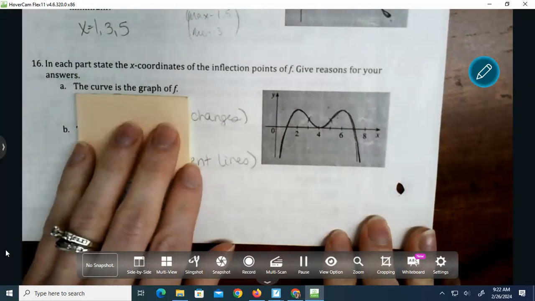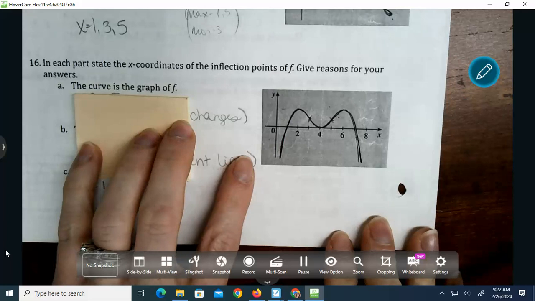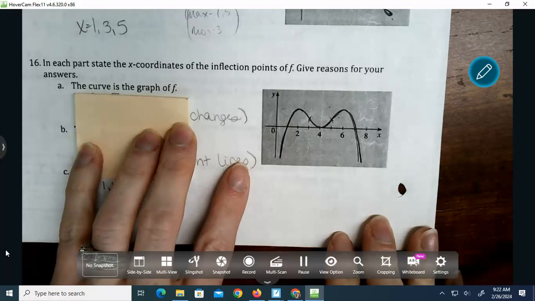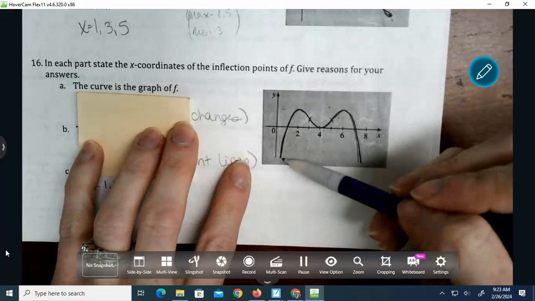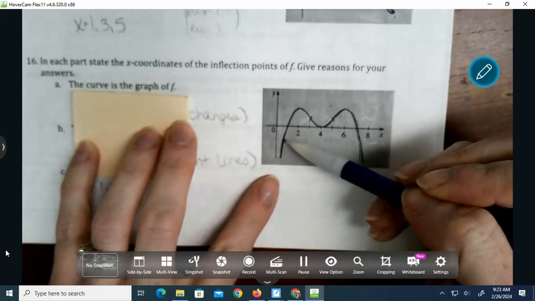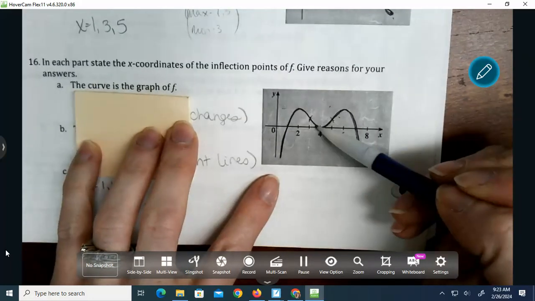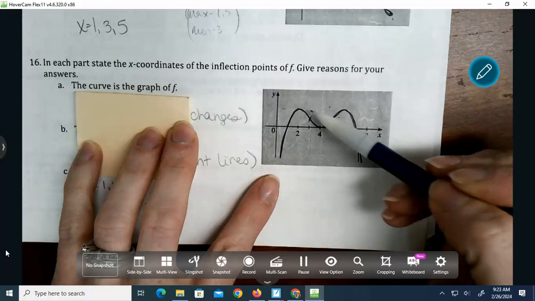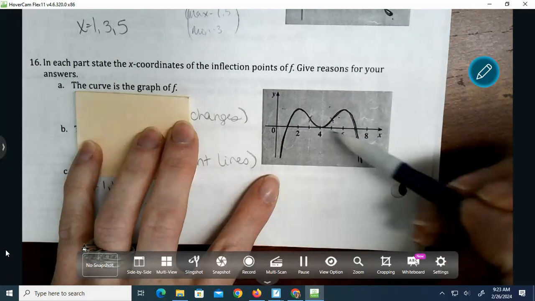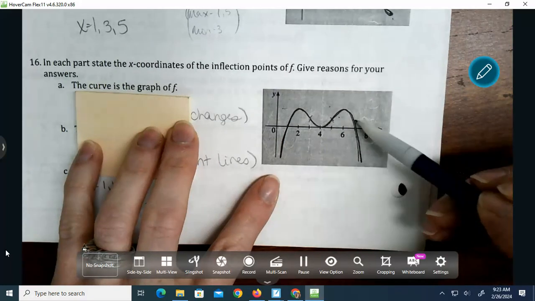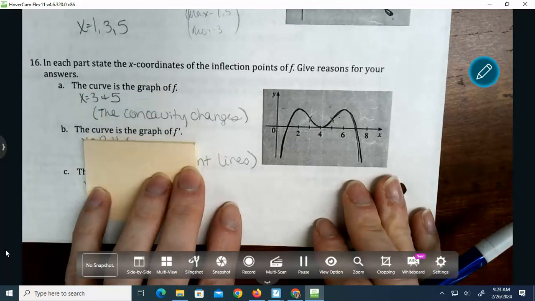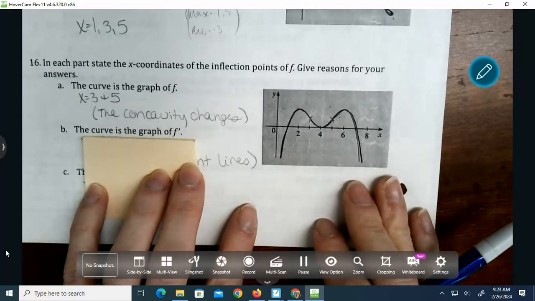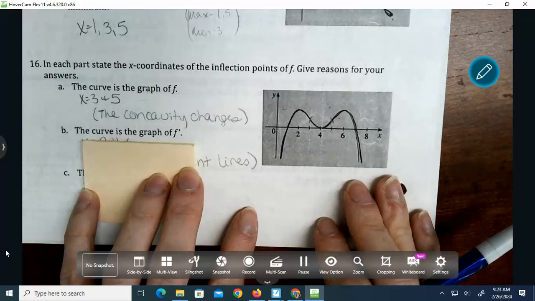So inflection points happen where your concavity changes, right? So if I'm looking at this, we're asking where does the concavity change? So this is concave down, but at some point it switches to concave up. So about at 3, and concave up, but then it's concave down again. So about 3 and 5, the concavity changes. So those would be the inflection points.